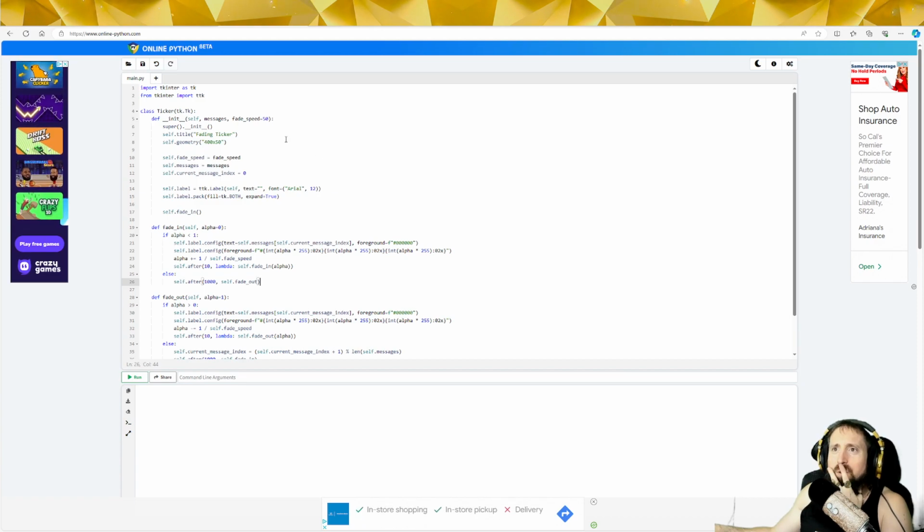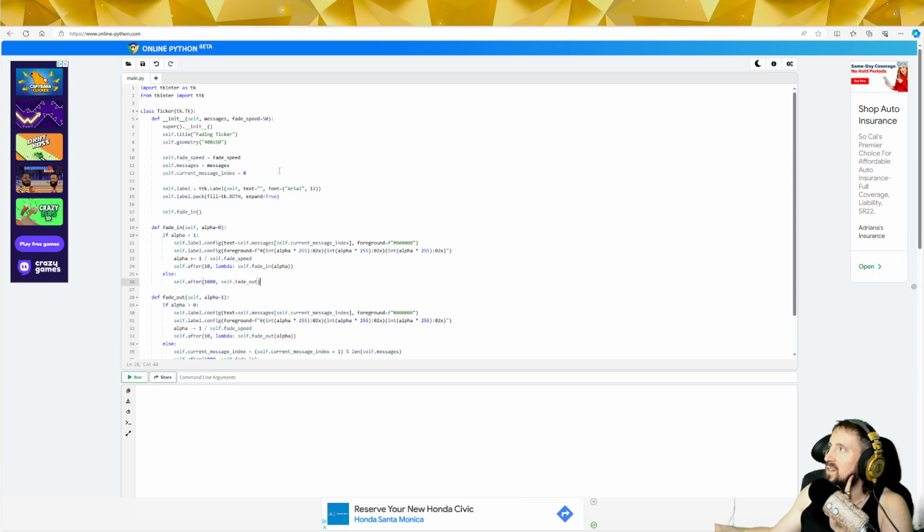I'm not sure if it supports tkinter. What's tkinter? Is that some package, I guess? Yeah, Tkinter is a graphical user interface toolkit. Okay, that's fun.